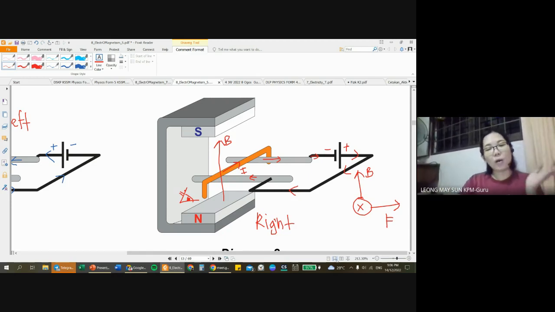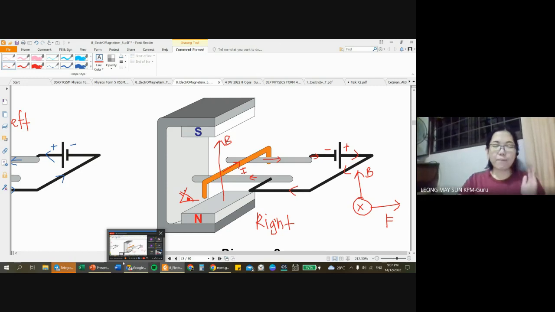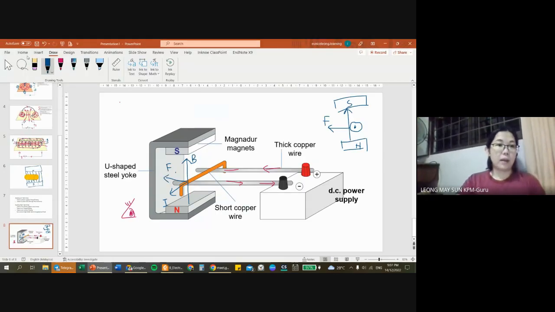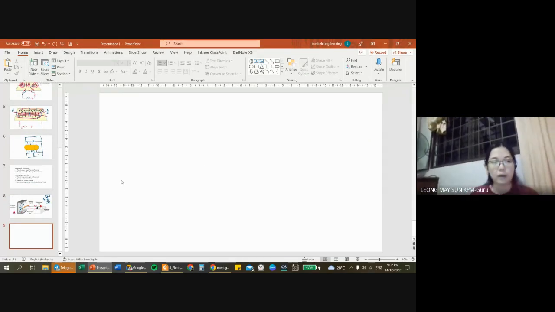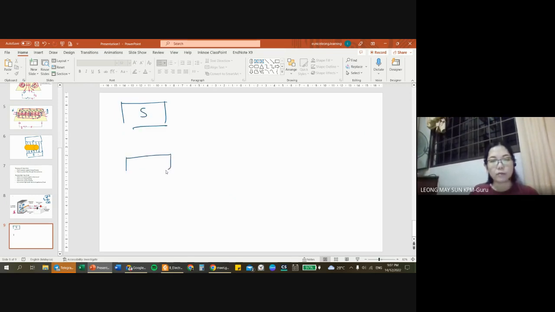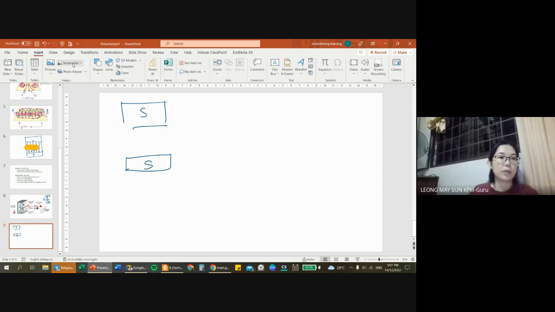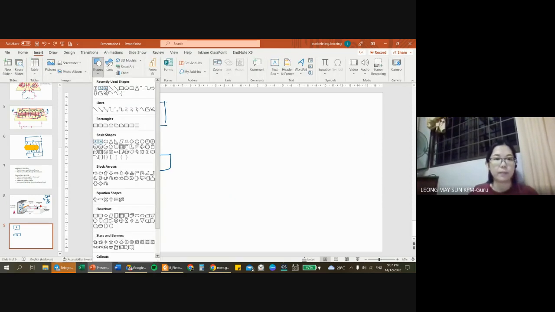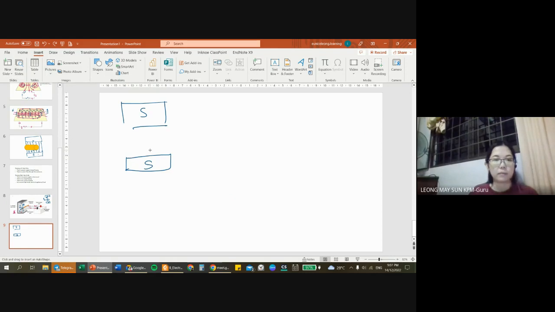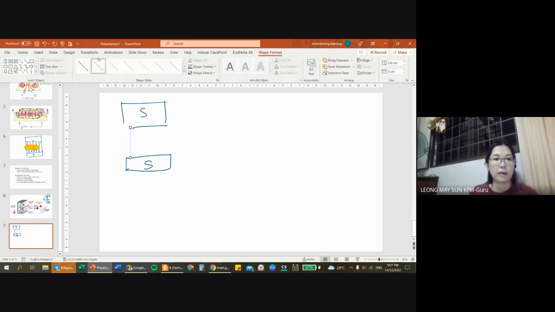But how are we going to determine the direction using magnetic field interaction? We're going to determine that using the magnetic field interaction. Using the same situation just now, first, we have the magnetic field, which is pointing from north to south. So if it's pointing from north to south, I just noticed that I wrote both south. Sorry, yeah.